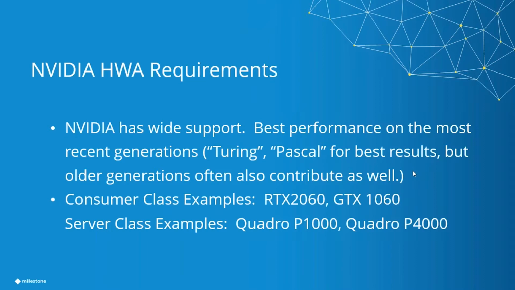So typically your newer cards, either Turing or Pascal, are going to give you your best results. But like I said, the older generation cards will work as well. So consumer class examples, newer RTX 2060s or the previous generation GTX 1060, 1070, 1080, those would be just fine. Server class examples might be your Quadro P1000, P2000, P4000, those types of cards. They're going to give you a significant boost as well.